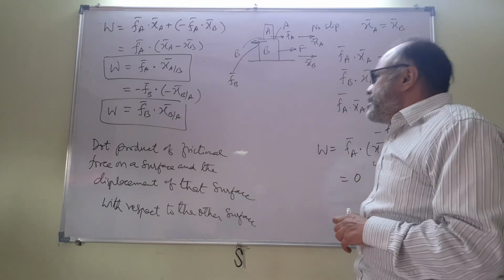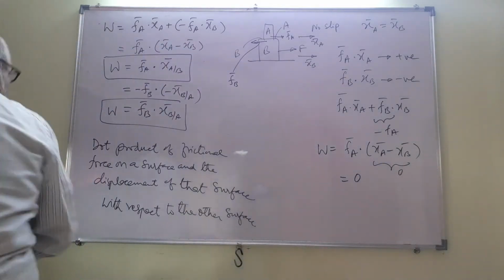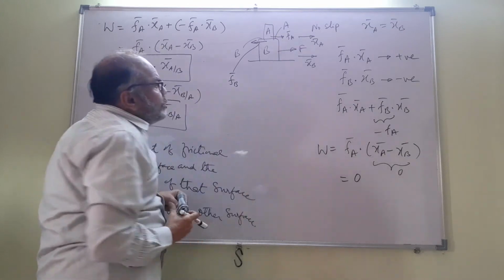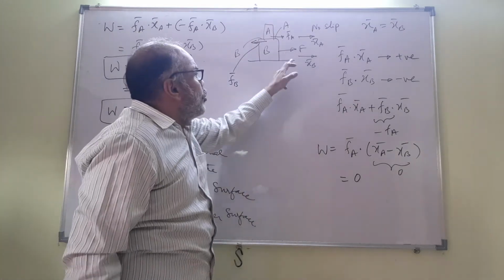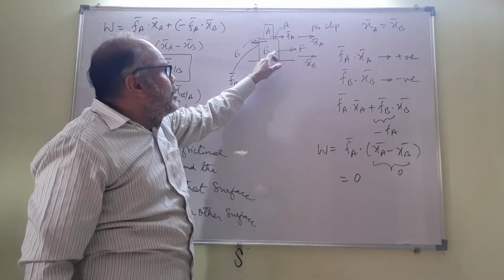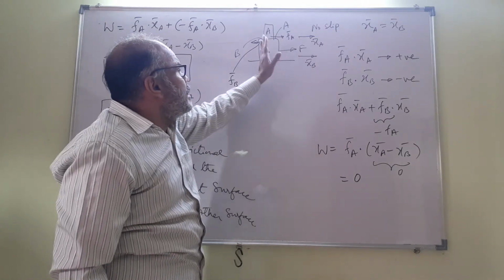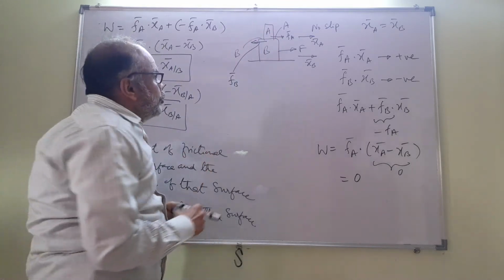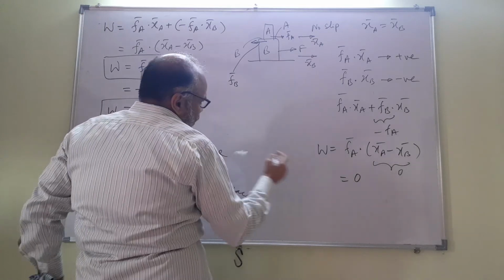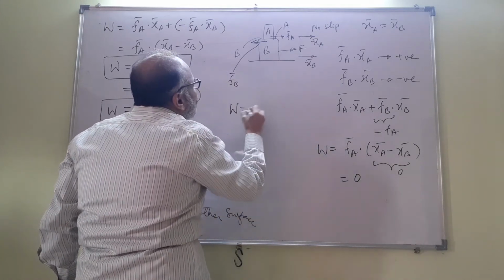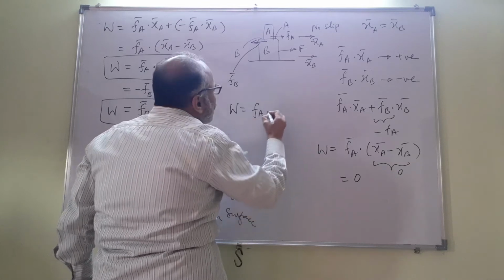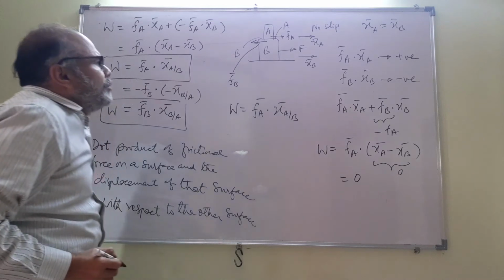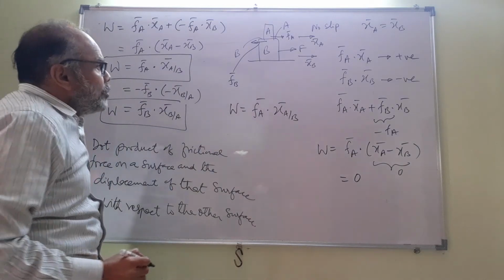But now let us say there is slip. If there is slip, then we know that A must slip behind, because A cannot go ahead of B, because the force is being applied on B. So B and A will either move together or A will lag behind. So if that is the case, the work done will not be 0. The total work would be FA dot XAB. That would be the work. And let us see whether it is positive or negative.